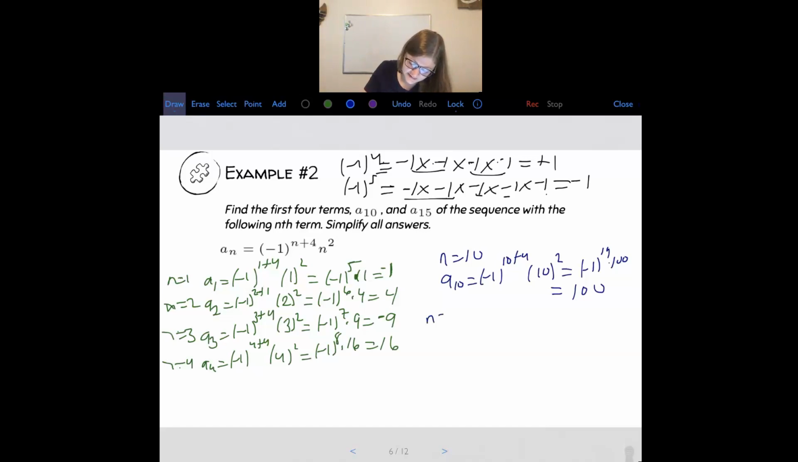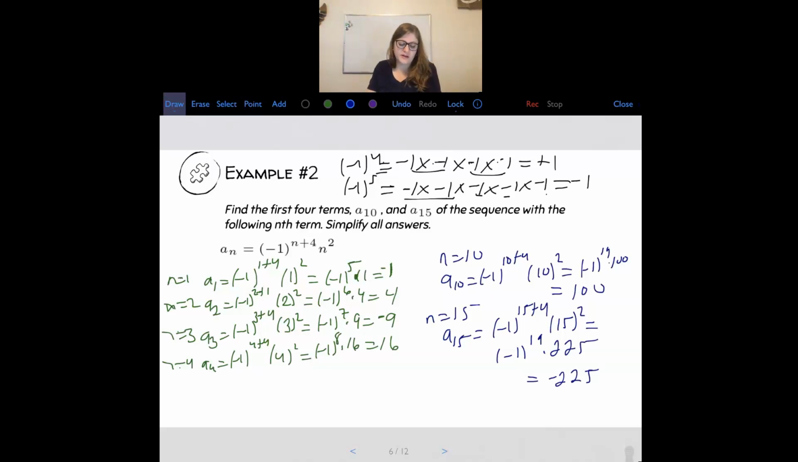And then to get a sub 15, we plug in n is equal to 15. So we have negative 1 to the 15 plus 4 times 15 squared. So this is negative 1 to the 19th power. 15 squared is 225. You can do that on your calculator, or you can multiply it out, but this gives us negative 225. So we have found the first 4 terms, and a sub 10 and a sub 15.